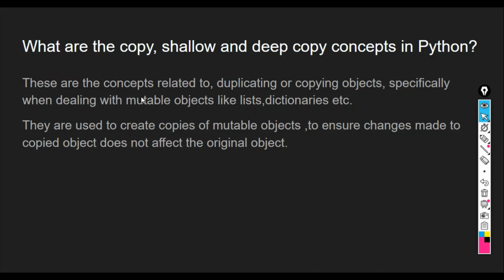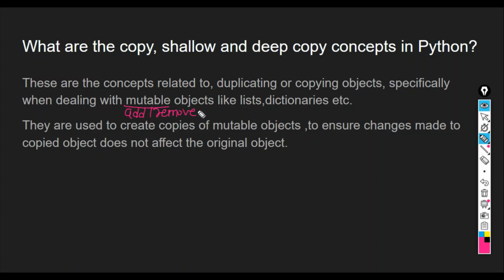These are the concepts related to duplicating or copying objects, specifically when dealing with mutable objects like lists and dictionaries. We know that in Python there are immutable and mutable objects. Mutable means changeable and immutable means not changeable, meaning you can't dynamically add or remove elements from immutable objects. But in mutable objects you can add or remove elements at your program execution time.